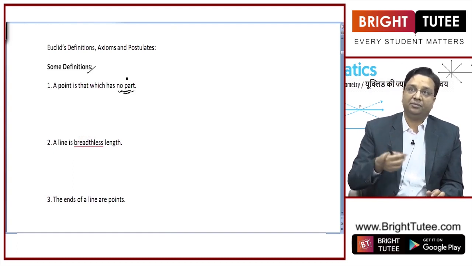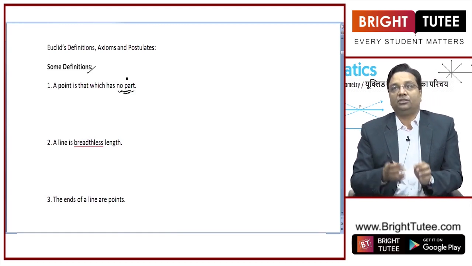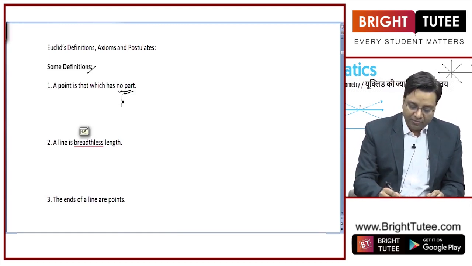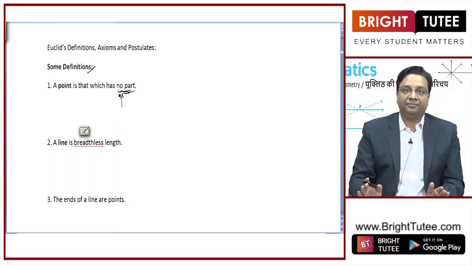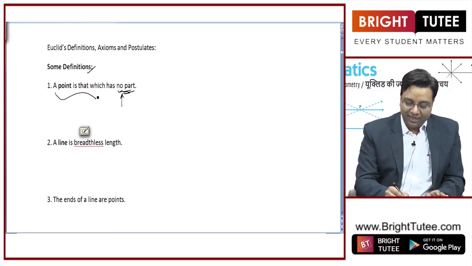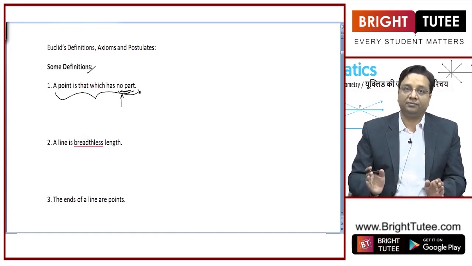Somebody can say that Euclid is talking about area in this, or Euclid is talking about length, breadth or height. So this part is still undefined, and mathematicians agreed to leave it undefined. So this is accepted as it is, that a point is that which has no part.